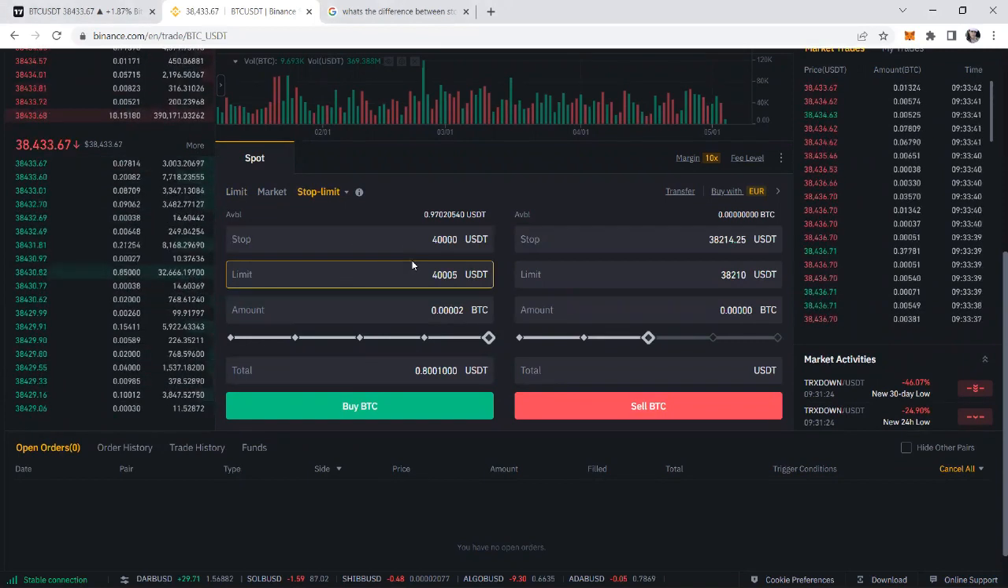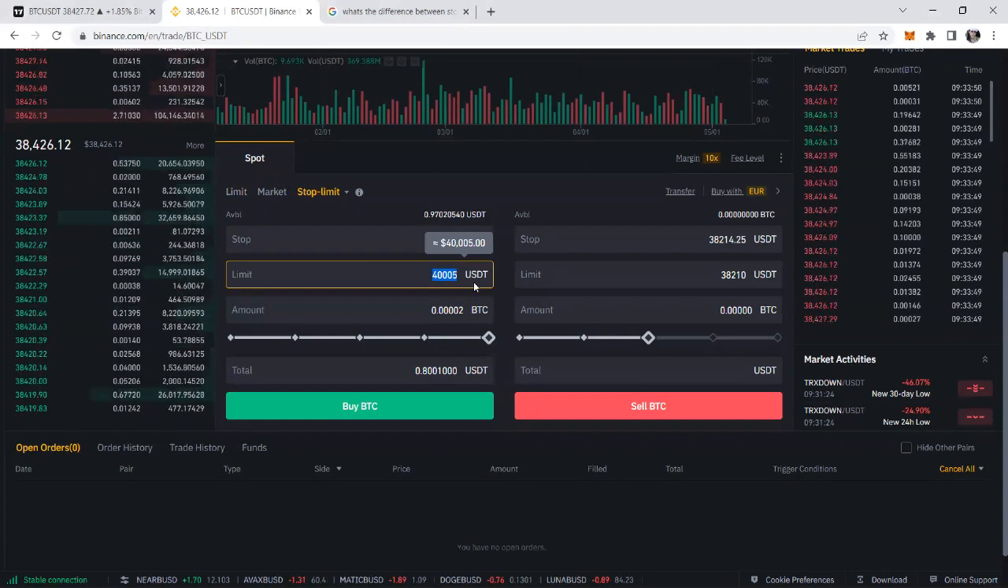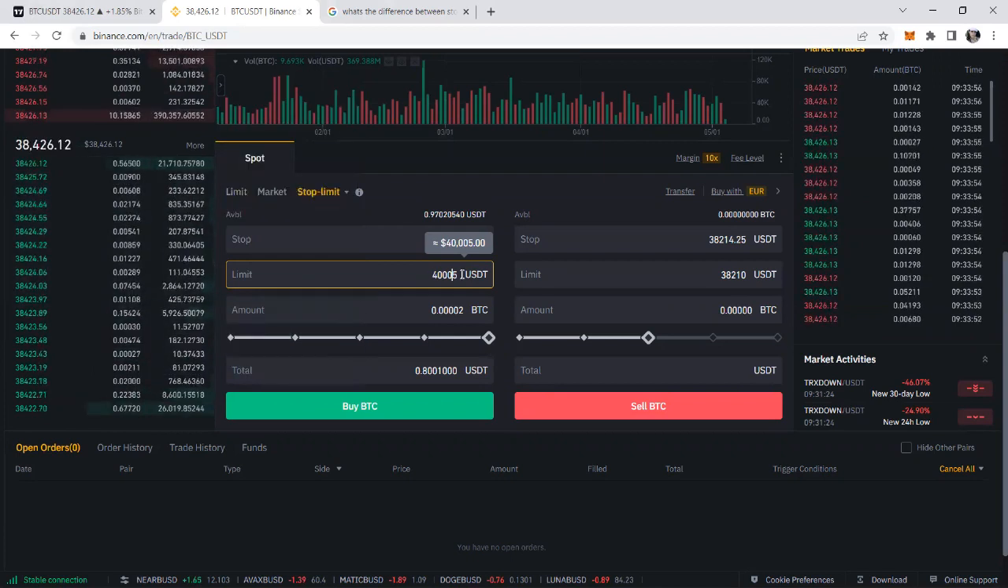So if it breaks out of your pattern, you will buy at, say, $40,000, 40,005. And this order is not displayed in the book, okay, because it is higher. But it will only trigger if Bitcoin reaches that price, and then you want to get in. It's really nice for breakouts.